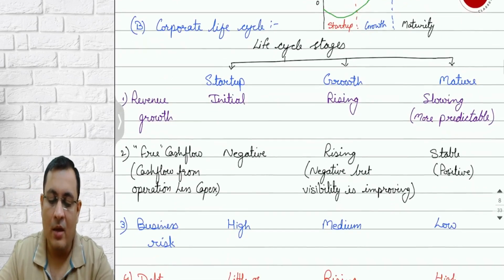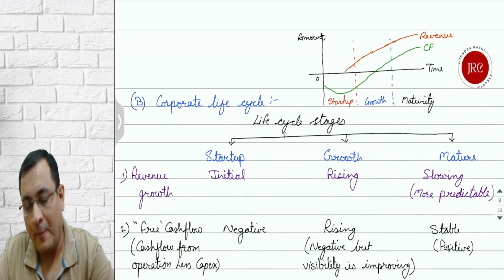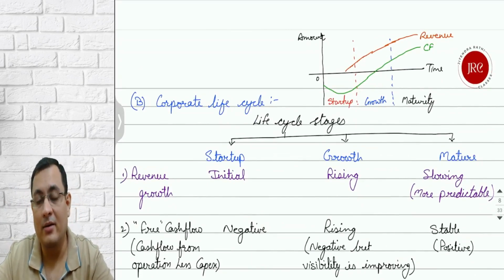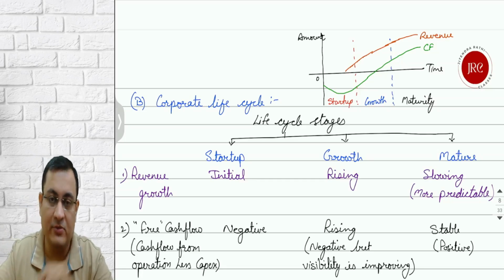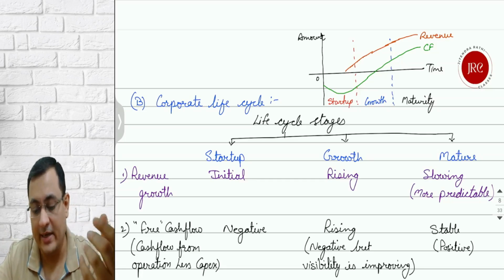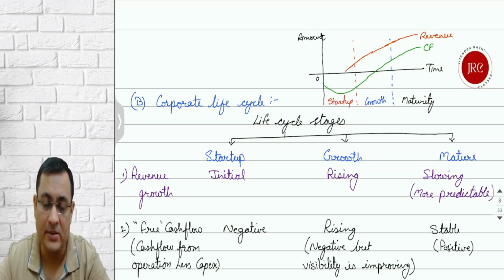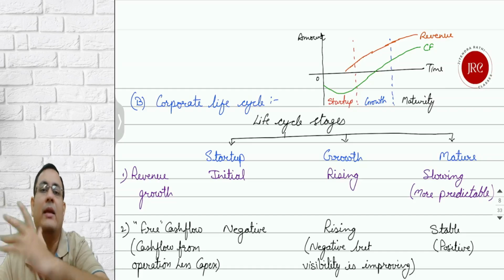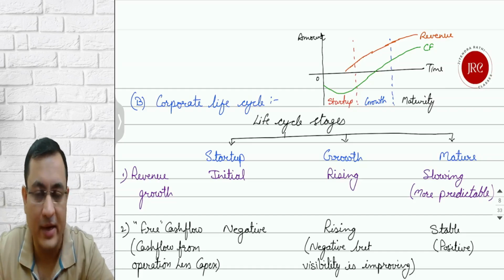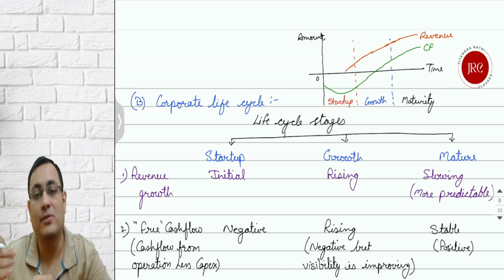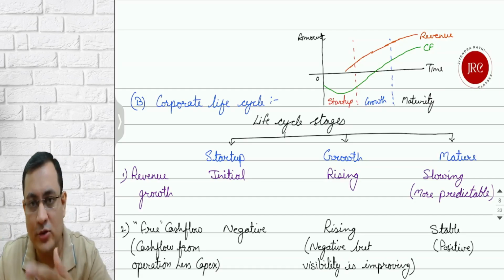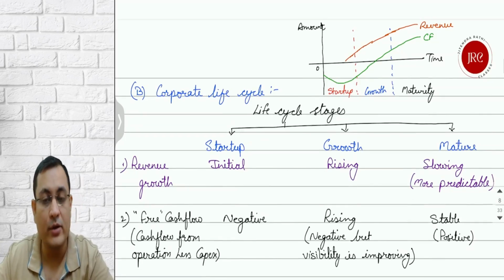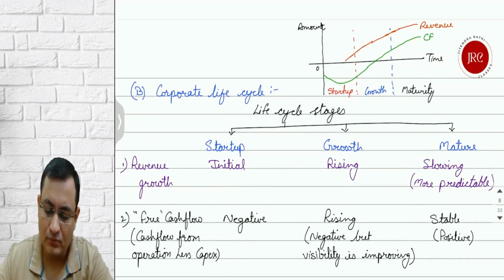Number two, stage of life cycle. There are generally four stages, but capital is generally required in the first three stages. First is your startup, the initial stage. Second is your growth, when you are rising and your business is increasing. And third is mature or stable. And last is declining. In declining, nobody is going to finance. In fact, companies are getting liquidated and assets are being sold, so there is no finance requirement per se. So three stages we are going to talk about here. First, startup. What are the features?